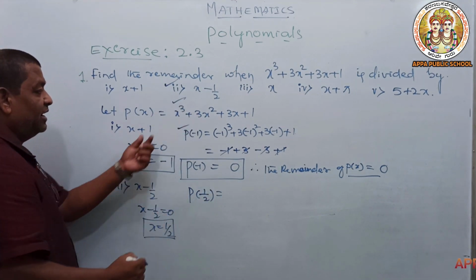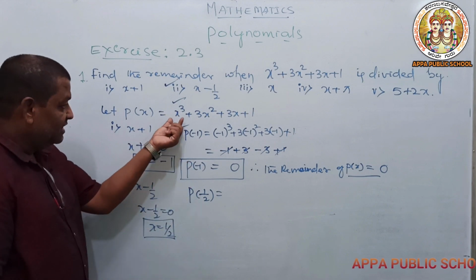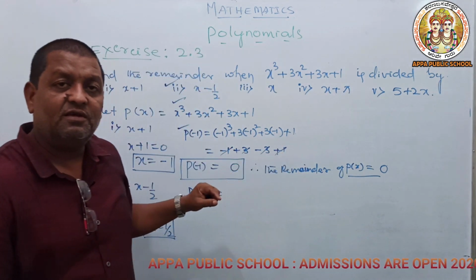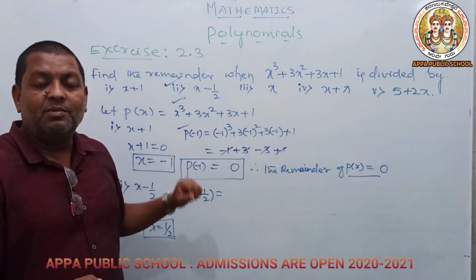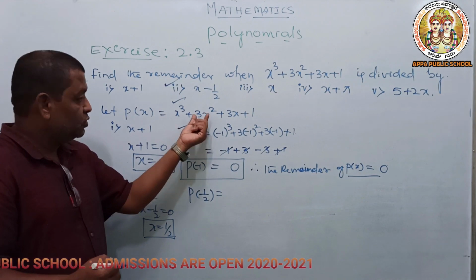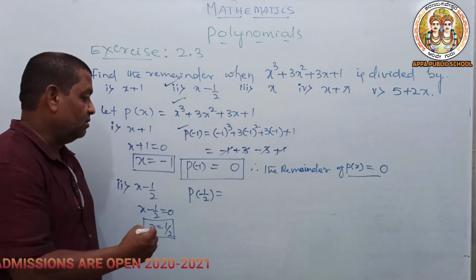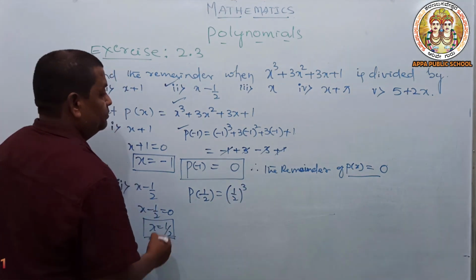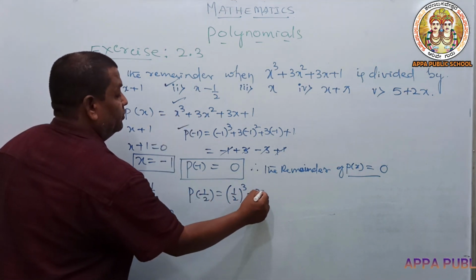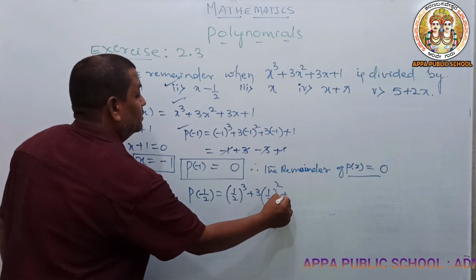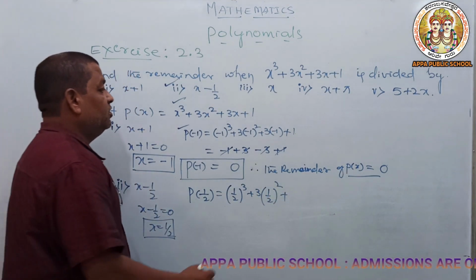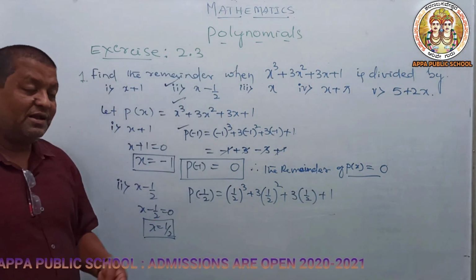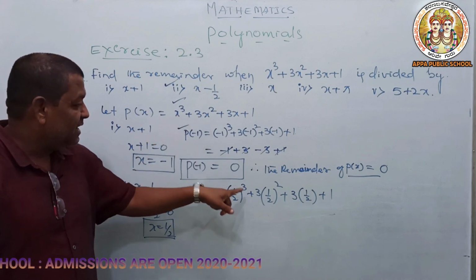So now I am not writing the question once again here. In this question only, I told in the beginning, for all linear polynomials the question is the same, the polynomial is the same. So we need to divide this by all the linear polynomials. Right? P of half: half whole cube, here 3 of half square, 3 into half plus 1. So what I did? I replaced x by half.